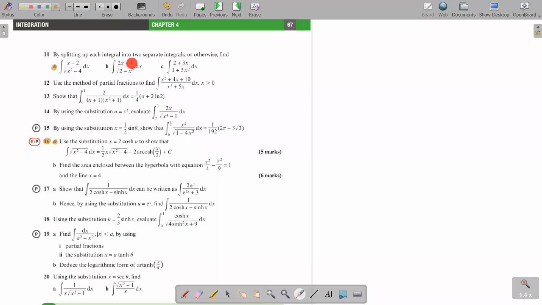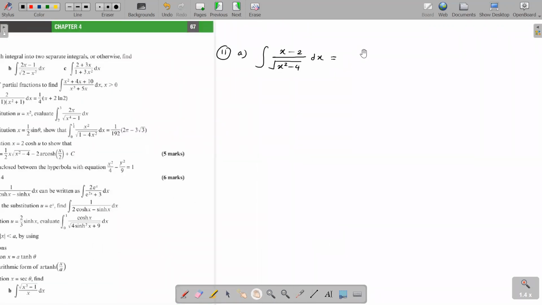By splitting up each integral into two separate integrals or otherwise, find the integration of x minus 2 over root x square minus 4. So split this up. What do you mean by splitting it up? Because we can't immediately integrate, right? This becomes the integration of x over root x square minus 4, minus 2 over root x square minus 4. Is that okay? Now we have to think of the integration rules.